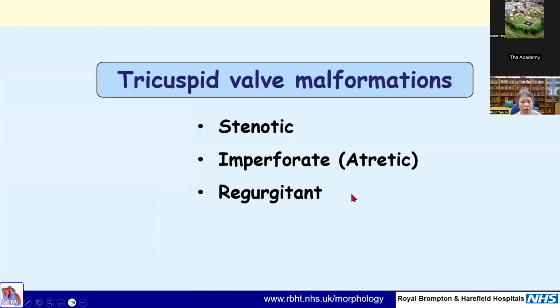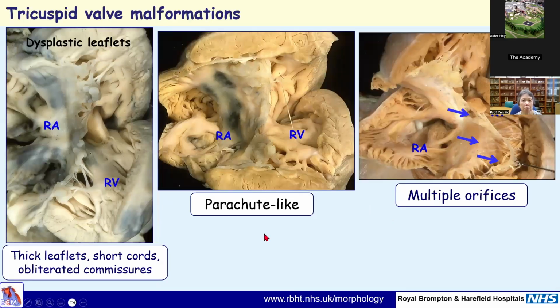So the configuration, you may have stenosis, regurgitation, and so on. But if you have a 3-leaflet valve, as shown here, you may have dysplastic leaflets, as we depict here. And you may have parachute-like configuration. You may even have multiple orifices affecting this tricuspid valve.